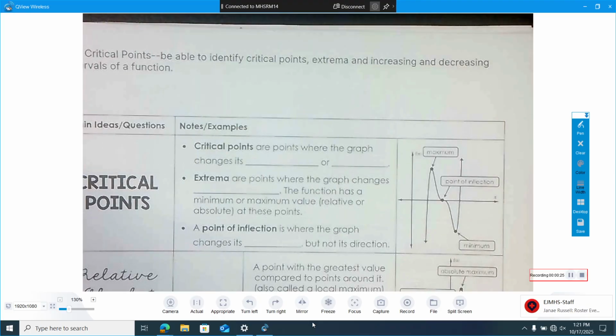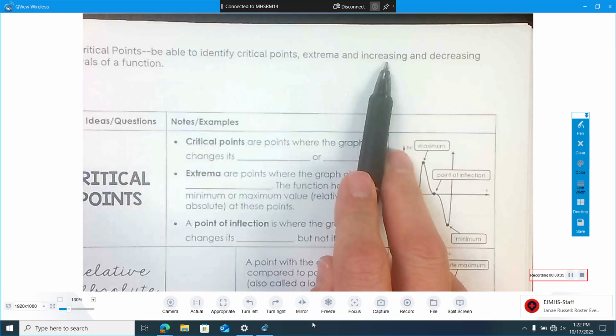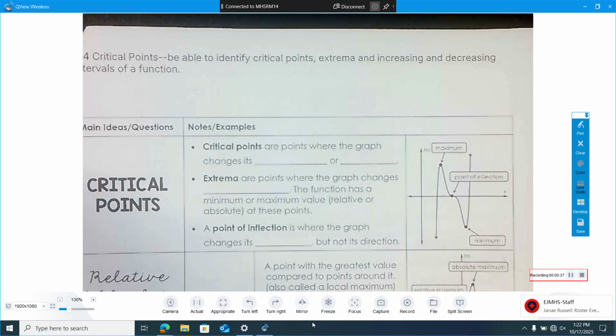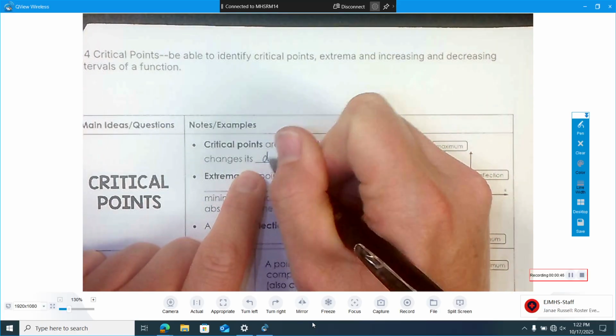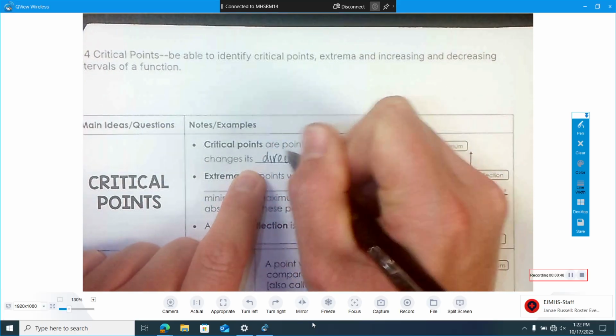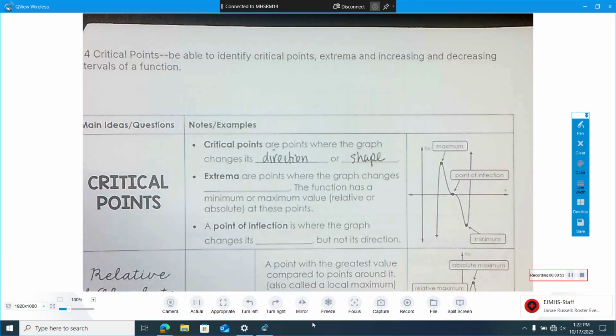We are talking about critical points today. This is a pretty easy thing today. So we want to be able to identify critical points, extrema, and increasing and decreasing intervals. Critical points are points where the graph changes its direction or its shape.